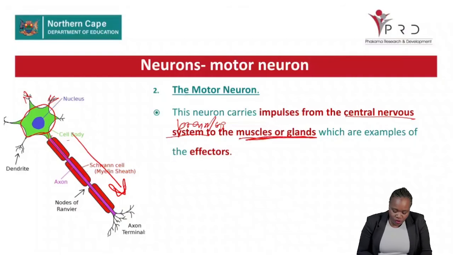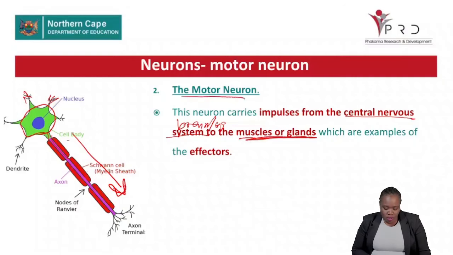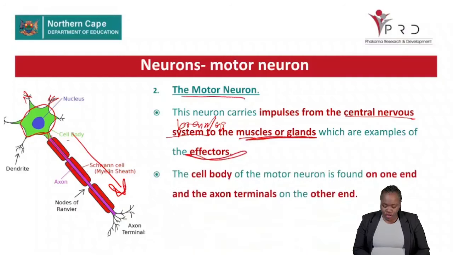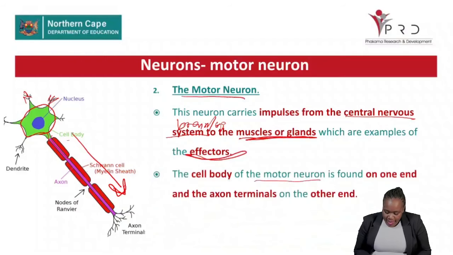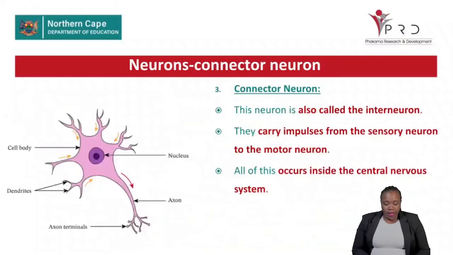It sends this message using the motor neuron, right? It sends the message to the effectors. So the effectors again are found here. They are the ones that are going to bring about a reaction or a change again, right? So now the cell body of the motor neuron is found on one end and the axon terminals on the other end, unlike the sensory neuron, which has that centrally located cell body.